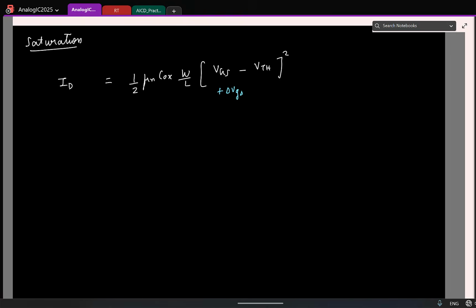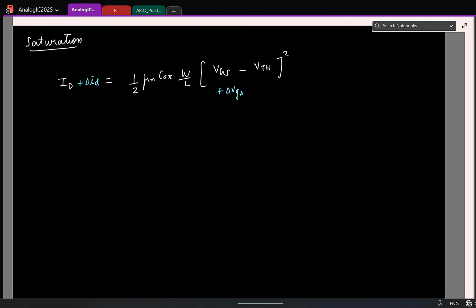I know I'm going to bias the transistor in which region? Linear or saturation? Saturation. So let's focus in saturation, how small the signal should be. And what is the current relation in saturation? Half mu n C OX W by L, VGS minus VTH squared. I'll ignore the 1 plus lambda VDS. So now my question is this: in addition to my operating point VGS, there is a small change in my VGS.